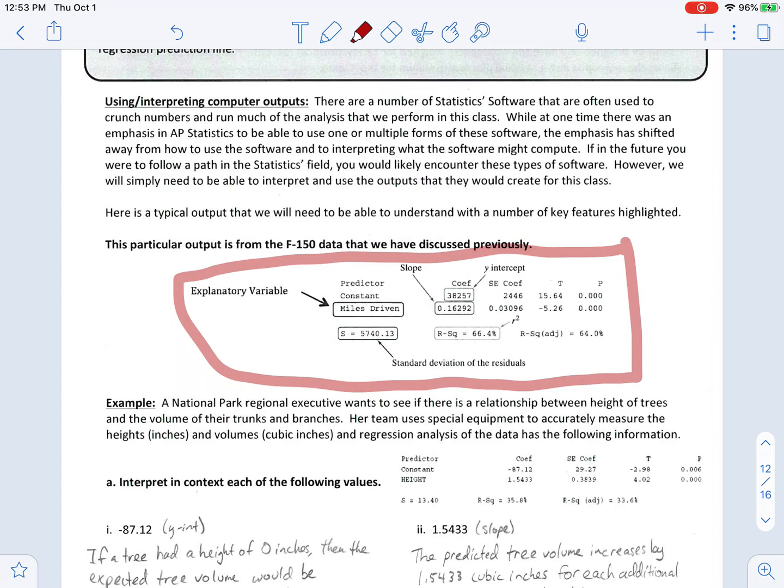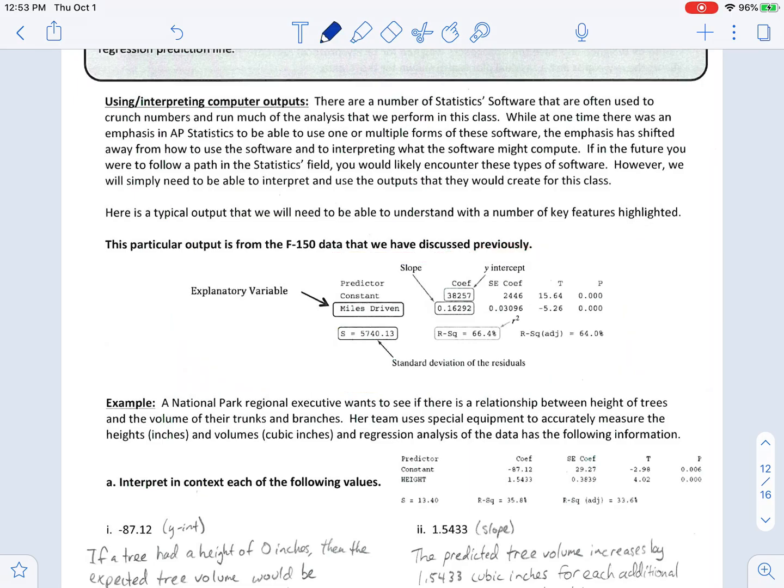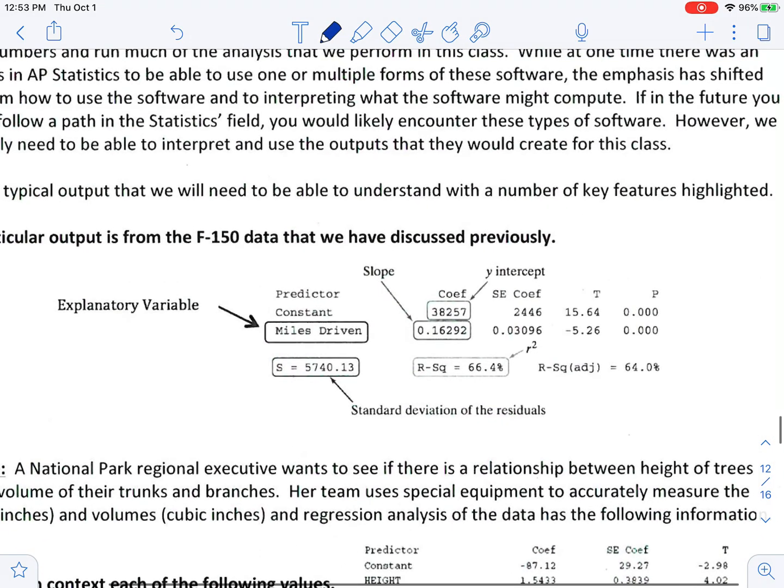This output is something you would see from one of those statistical analysis software packages. When you go to college, there are some people who have taken stats in college and tell me about it. They use some of that software. This is the stuff that actual statisticians use. You don't have to know how to use that software. You just need to be able to interpret what it says.